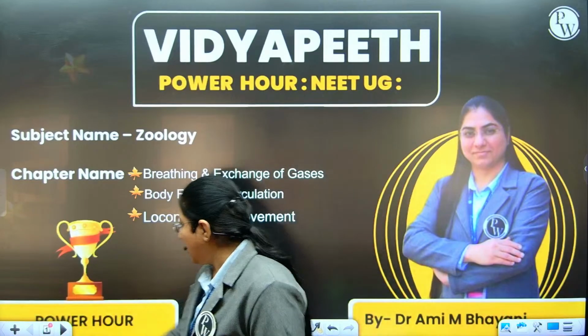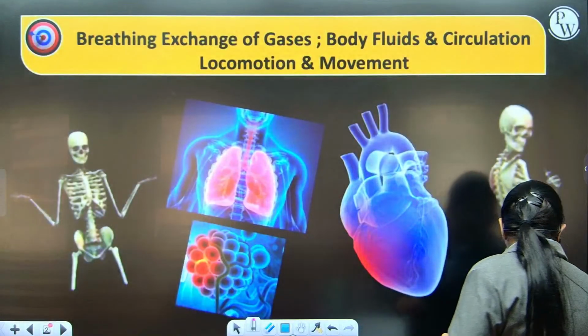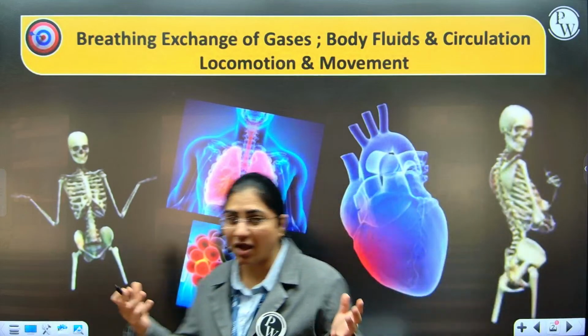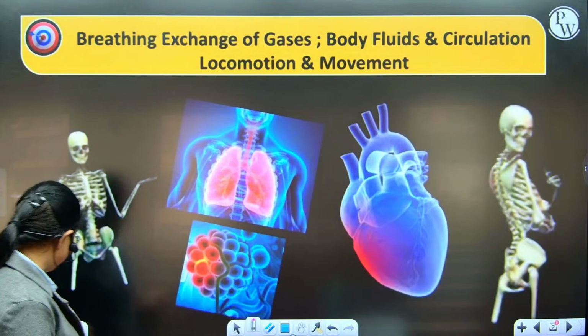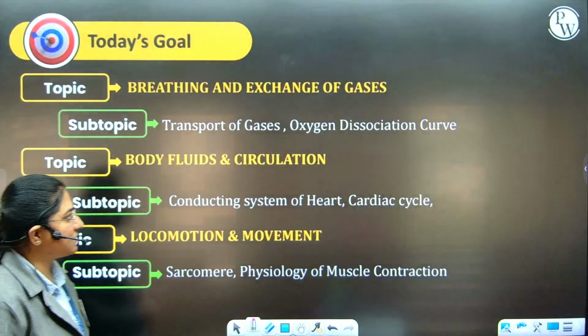Okay. So we are going to talk about lungs, how they function. We are going to talk about heart, how it beats, and we are going to talk about muscles, how they work. So let's get started.